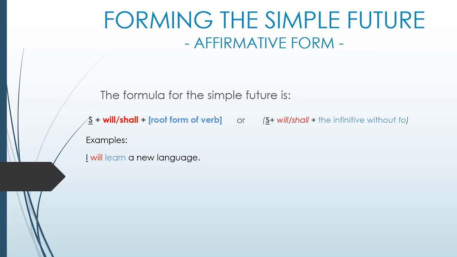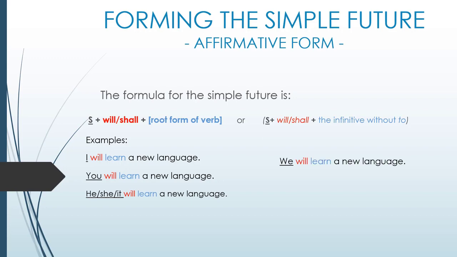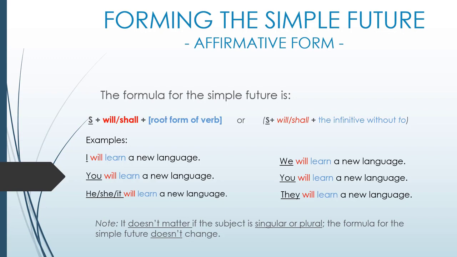Examples: I will learn a new language. You will learn a new language. He, she, it will learn a new language. We will learn a new language. You will learn a new language. They will learn a new language. As we can see, it doesn't matter if the subject is singular or plural. The formula for the simple future doesn't change.